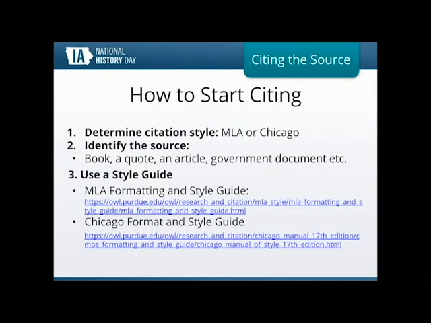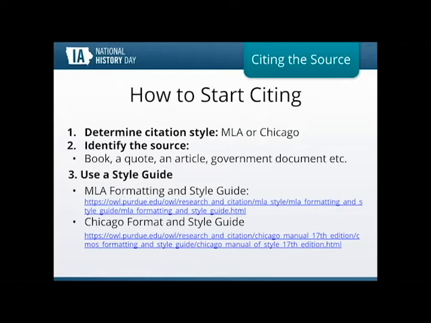So we're going to talk about how to get started citing. You have a resource and you're trying to figure out, how do I go about actually citing it? First, you want to determine which style guide you are going to use, MLA or Chicago, and make sure whichever one you use, you're using it throughout your project. If you're going to cite a resource in MLA, you need to make sure you're citing everything in your project in MLA format. You want to identify the source. So what are we handling here? Is it a book? Is it a quote? Is it an article? Is it a government document? You've got to figure out what the source is first.